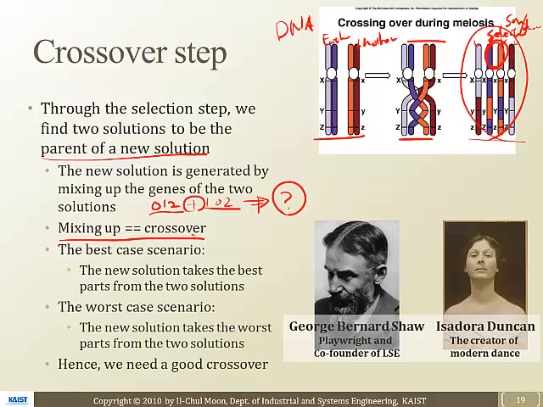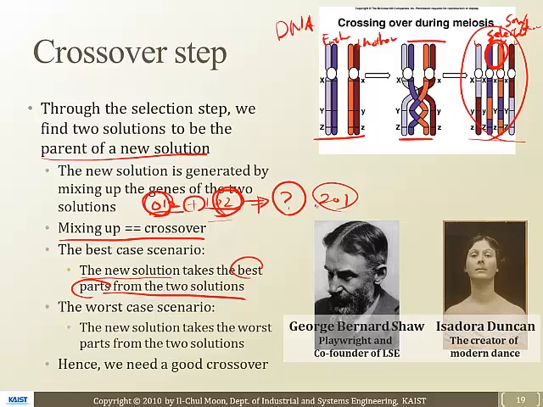So the best case scenario is that the new solution takes only the best parts of the two solutions. So if a certain route part is better at traveling, and if a certain route is better at traveling, and we want to combine it. So, for example, we just add up these two cases, and we come up with 201. And if this is a better value, then it's going to be the success.